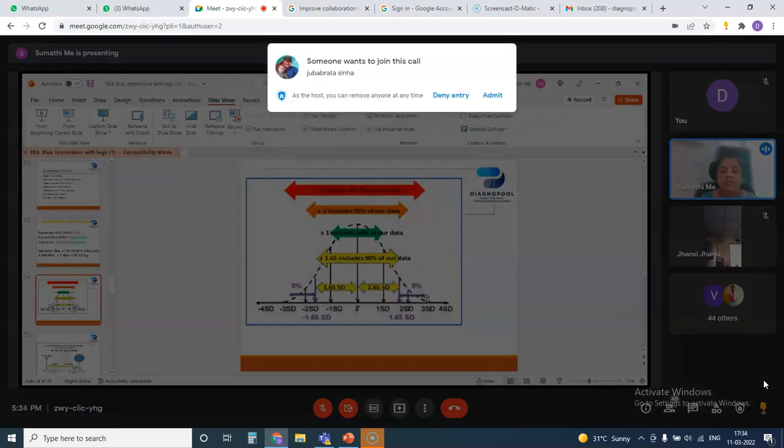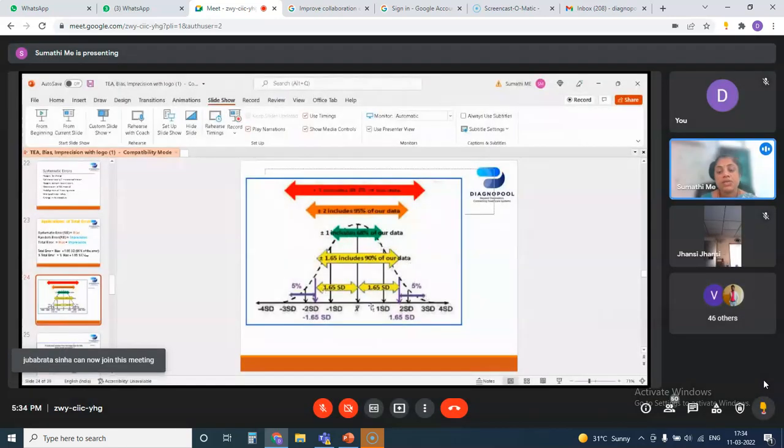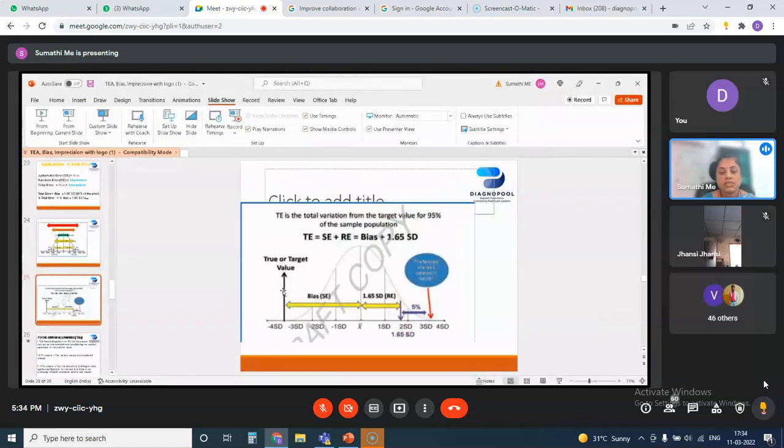So why is this important? Because we have to capture the errors also within a set of limits. For calculation of total error, we have included 1.65 standard deviation, which comes somewhere in between 1 SD and 2 SD. And the rest 5% from here and 5% from here is excluded. So that is why it has been excluded.